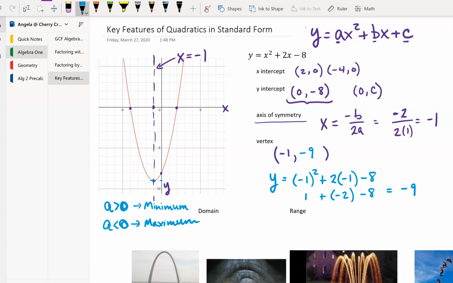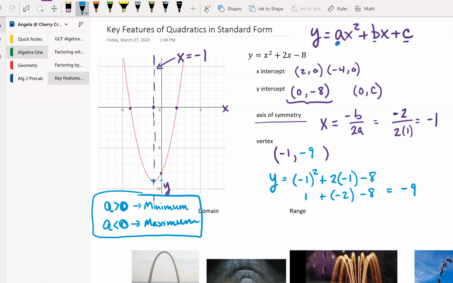So these are all things we can know and understand just by looking at your A value in standard form, and in vertex form, as a matter of fact, and in factored form. So that A value, that multiplier, really becomes important in knowing how your graph is ultimately going to look.